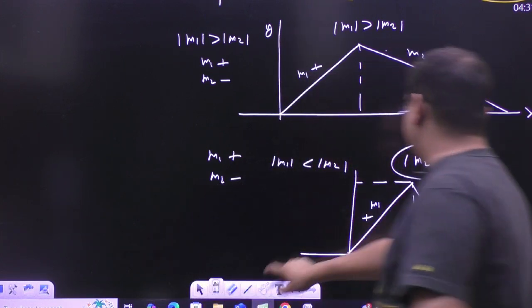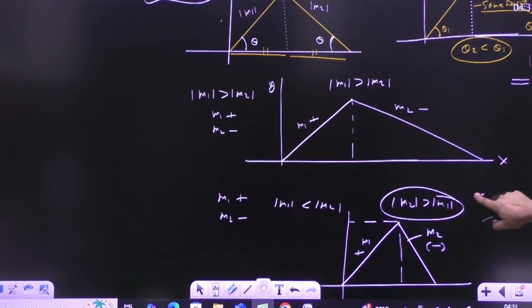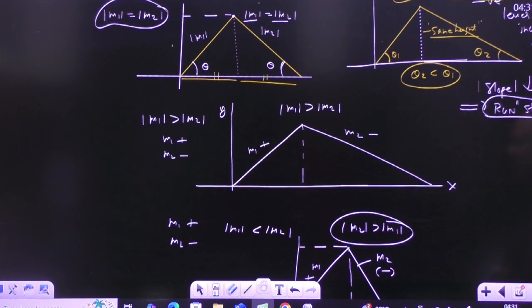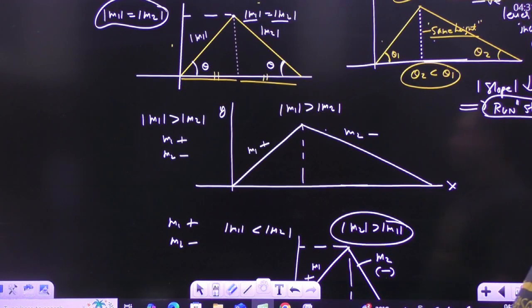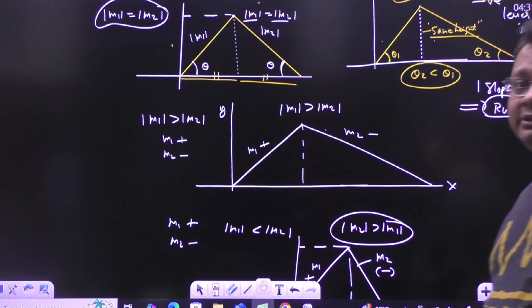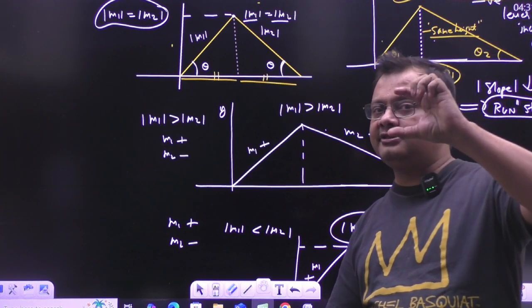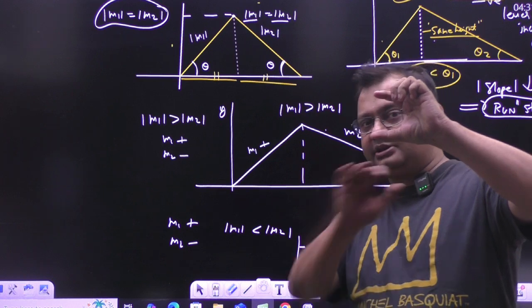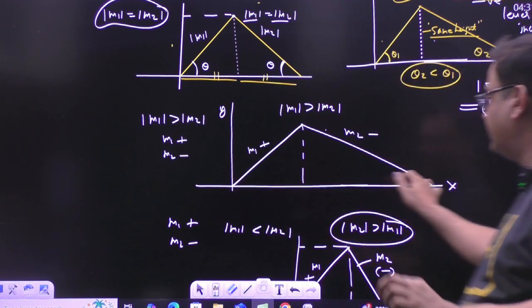Got it? So this is how you can compare the slope, positive, negative. Positive is line going up, negative is line going down. Lesser slope, lesser inclination. Lesser inclination means for the same rise, for the same height, greater run. For the same height, greater run. Okay?